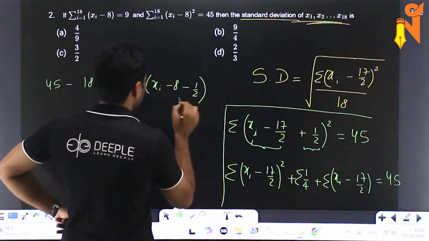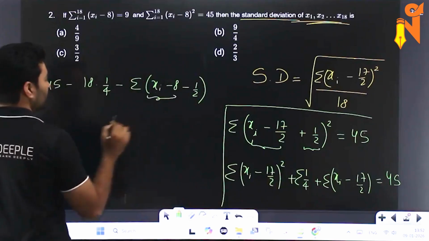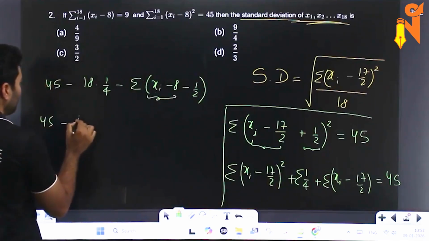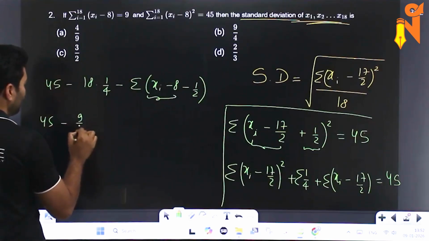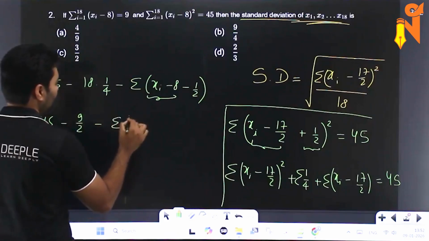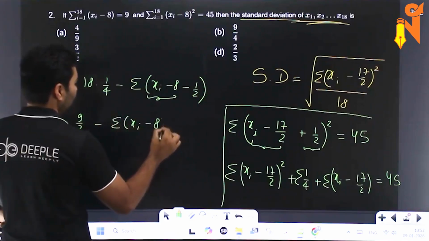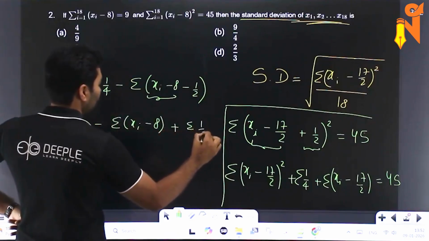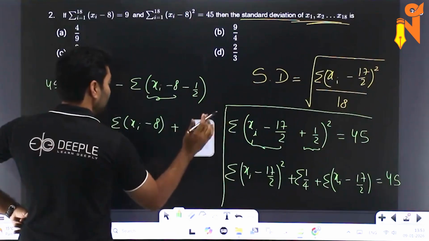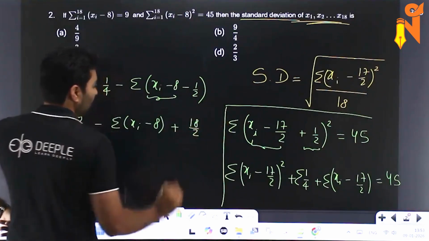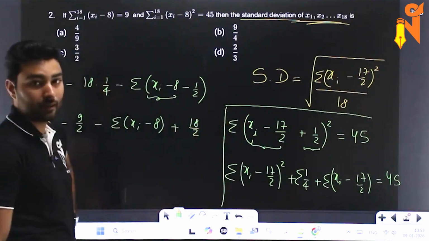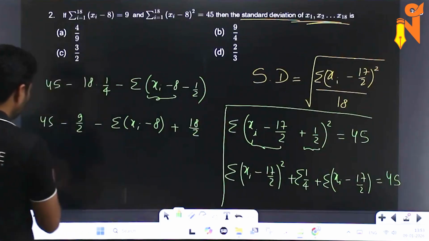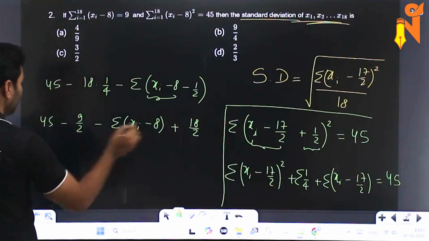Okay, so this I know already. So 45 minus how much? 9 by 2, minus summation of xi minus 8, plus summation of half, which is actually how much? 18 by 2. Okay, 18 by 2, because summation of half, how many times? 18 times. So this will be equal to 9.